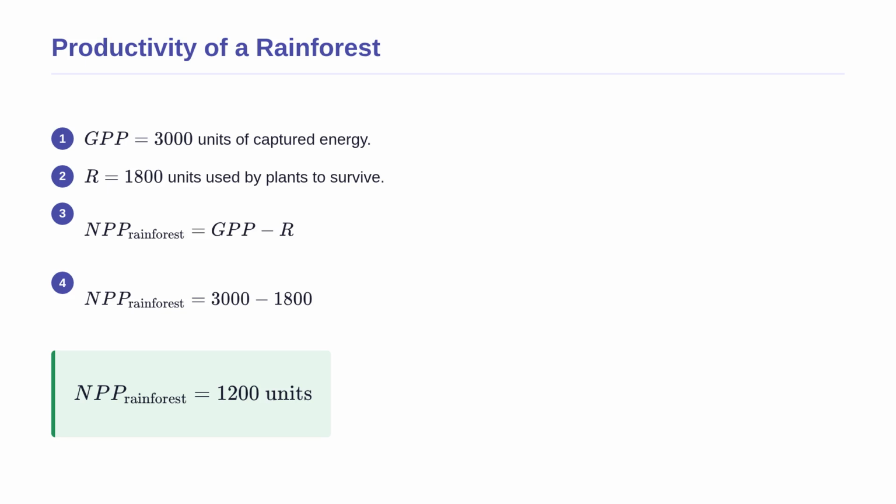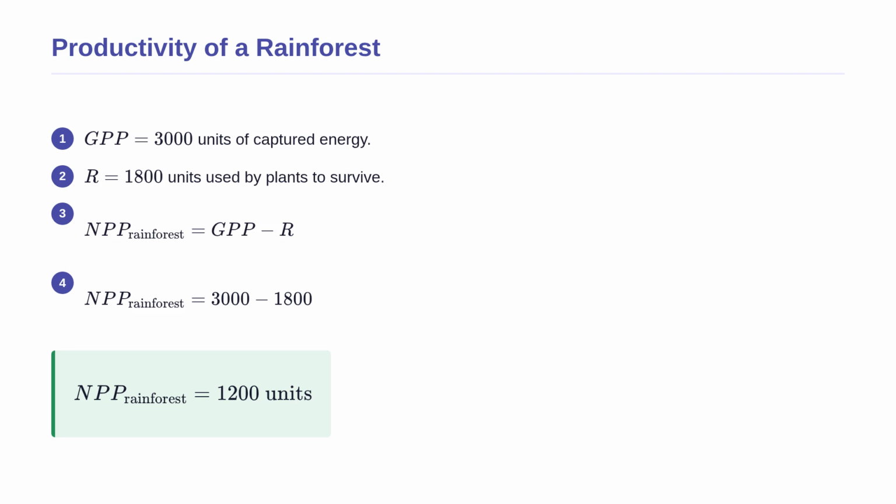Now that we have our formula, let us see this with a concrete example by calculating the productivity of a tropical rainforest. We are given that the massive trees in the rainforest capture a total of 3,000 units of energy. This is our GPP. However, they use 1,800 units to maintain their own biological processes, which is our R. We want to find the available energy for herbivores.